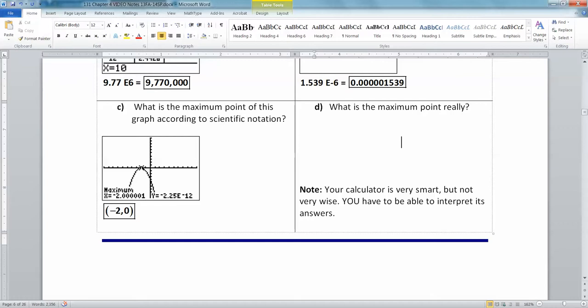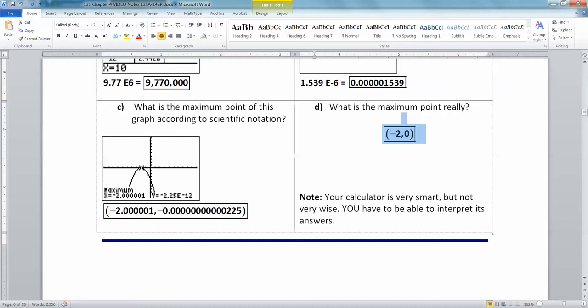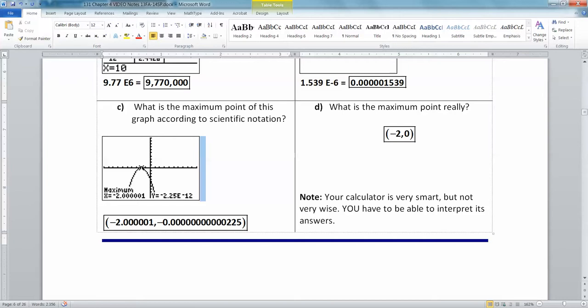Oh, here, let me write it out. One sec. There we go. Okay, so that's what the calculator claims it is right here, but this is what it really is. Right? Your calculator is very smart, but it's not very wise, right? It doesn't know that it shouldn't have quit there. It thinks, oh, I got close enough. It's good enough. But your algebra teacher will not think that this is good enough. Your algebra pre-calc teacher will be, no. You have to get better than that. You have to know that that really, really small number on the right is really 0. And this number that's close to 2 is really 2, or -2, I should say.